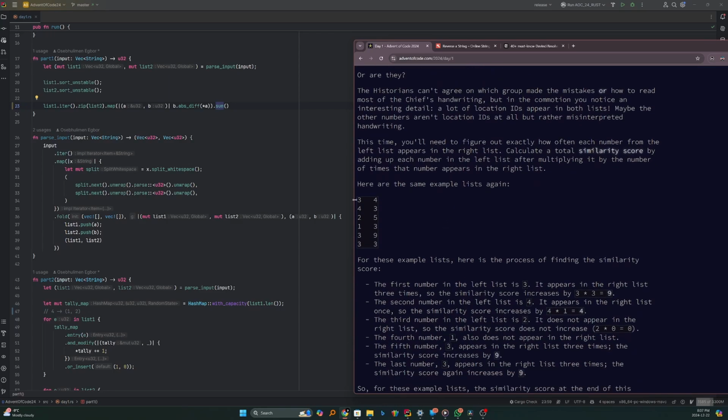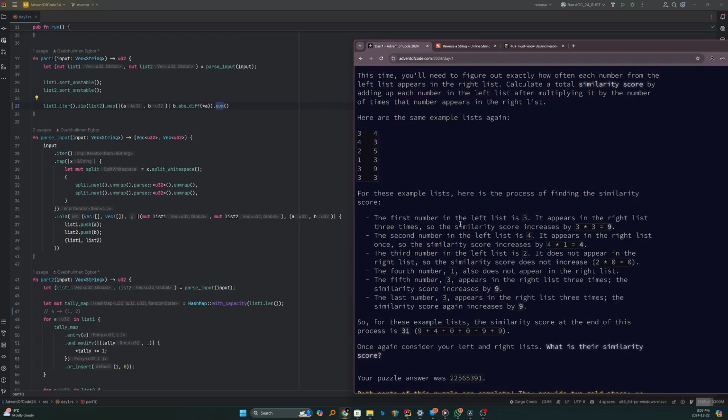Here's an example. The first number in the left is 3, and it appears 3 times in the right list. The second number is 4, and it appears once. So 3 appears 3 times, 4 appears once, 2 appears none, so it will be 2 times 0. 1 appears none, so again 1 times 0. 3 appears 3 times, and 3 also appears 3 times here. And we again sum all that up, and you get 31.